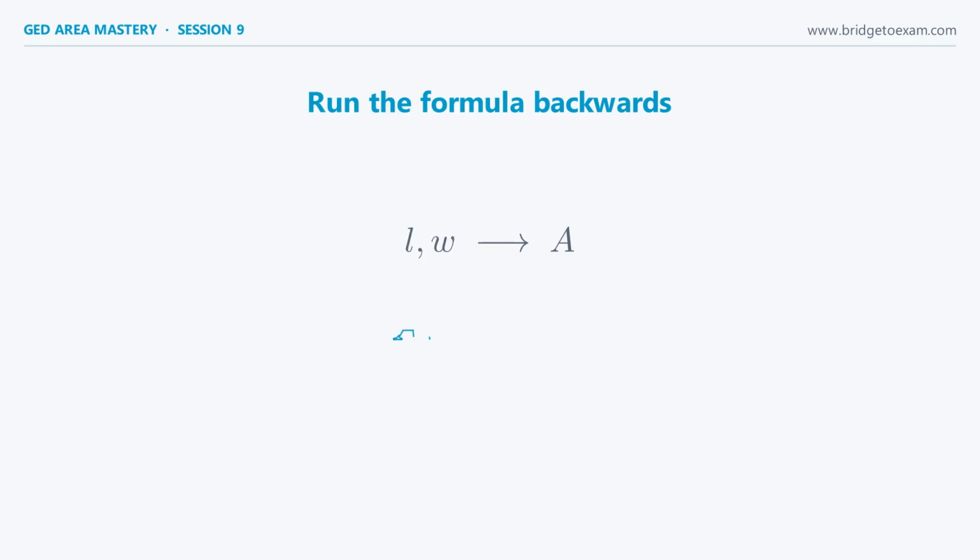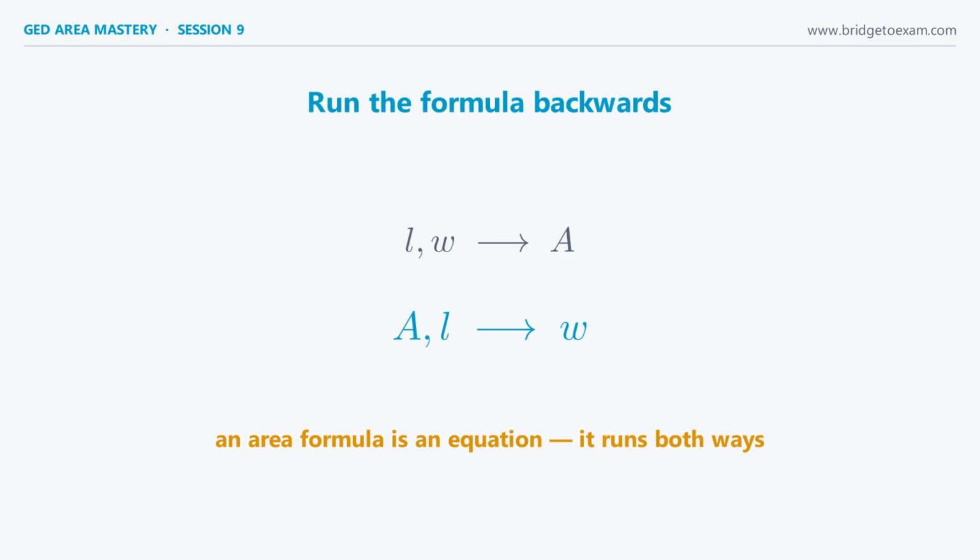Welcome to Session 9. Every problem so far gave you the dimensions and asked for the area. Now, the GED flips it. Here's the area, find the missing side. An area formula is an equation, and equations run in both directions.